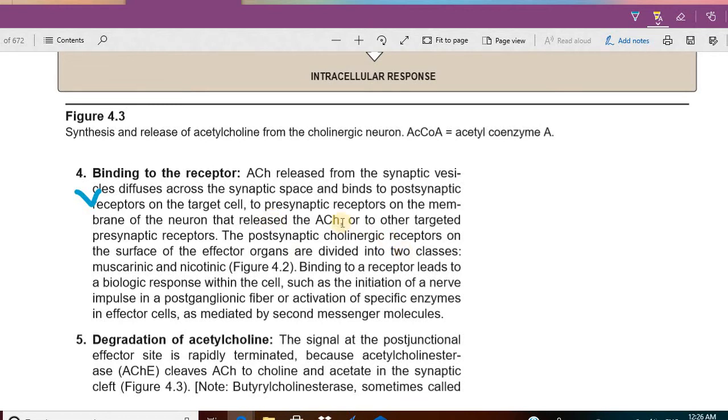The postsynaptic cholinergic receptors on the surface of the effector organs are divided into 2 classes, muscarinic and nicotinic. These are the 2 receptors at which the acetylcholine acts. Binding to a receptor leads to a biological response within the cell, such as initiation of the nerve impulse in a postganglionic fiber or activation of the specific enzymes in effector cells as mediated by the second messenger molecules. So here we have discussed the two names of muscarinic receptors.